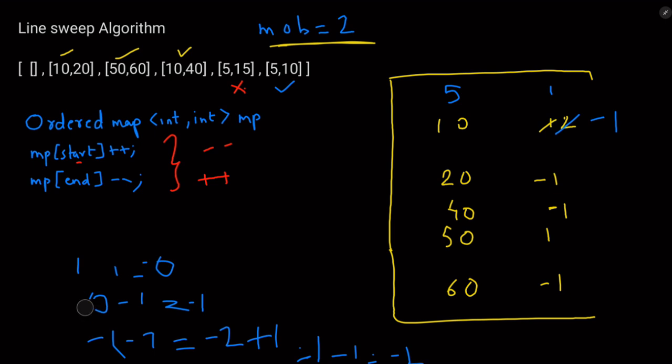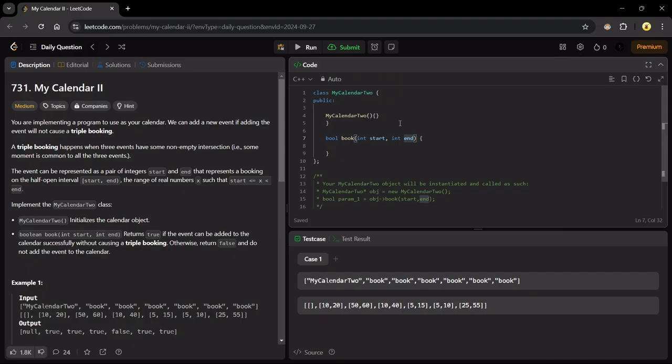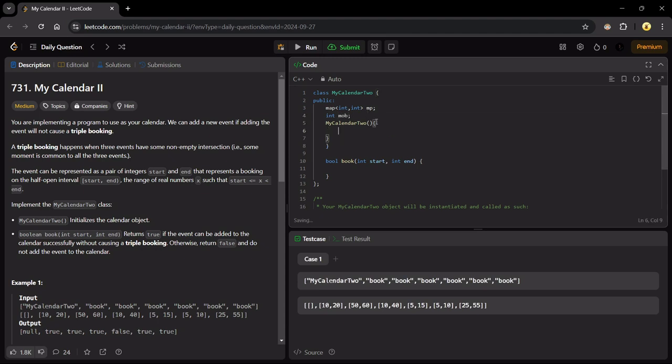Okay, so that is how this algorithm works, on the basis of the sum of these values in the hash map. Okay, let's code it and things will be more clear if they're not clear by now. Okay, now let's code the solution. Firstly, we'll take our map, int and int, say map. Okay, and then our variable MOB. Now let me initialize it over here. MOB equal to 2 in our case.